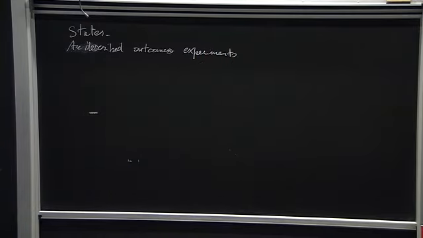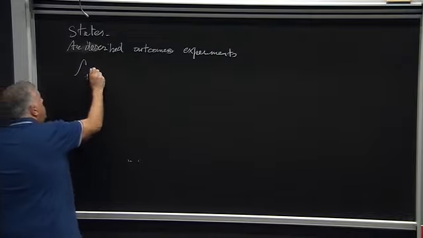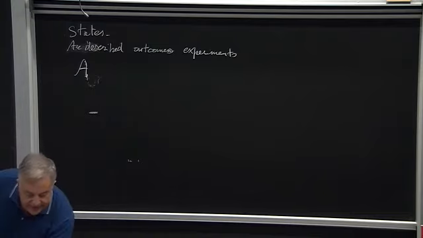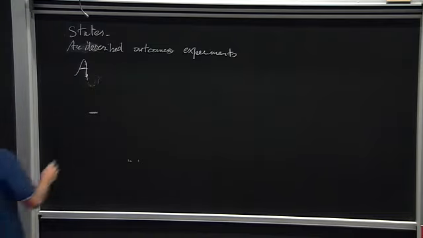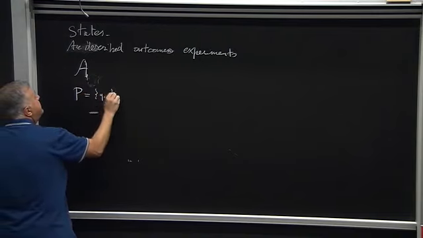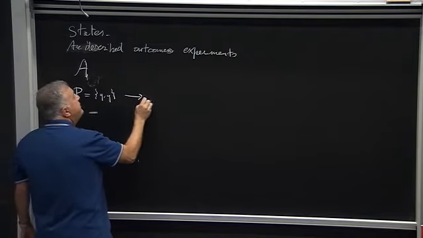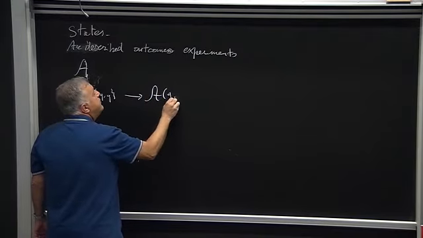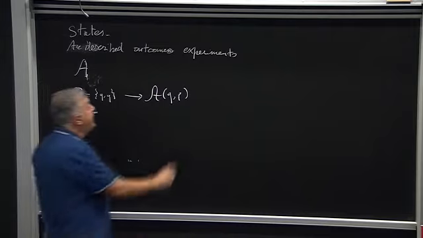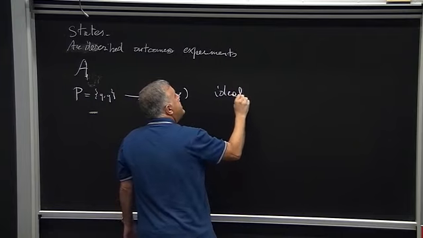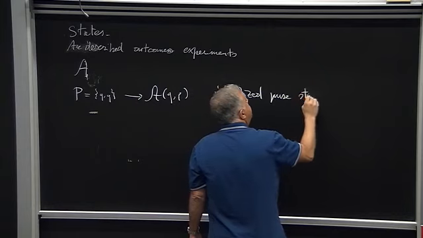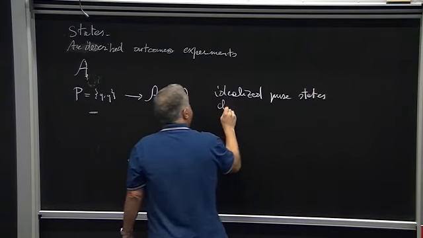Okay, so what is a state? You have an observable. If the idealization of states are points in your phase space, what is a state? It gives you the value of your observable in that state. These are the idealized pure states in a classical Hamiltonian system.